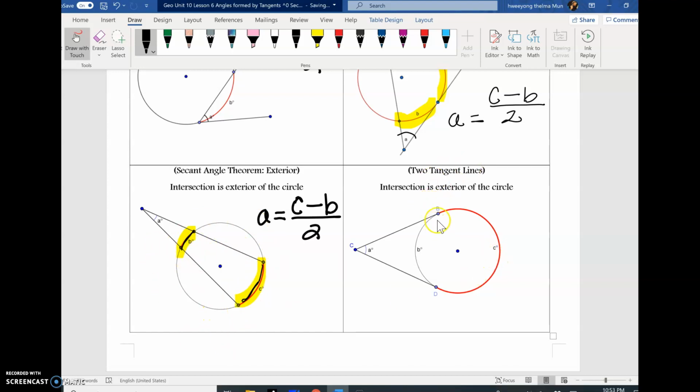Now when you have two tangents, you only have two arcs. Because these are tangent points, you have one arc, and then you have the other. Notice those two arcs add up to 360. That's interesting, because the two tangents make two arcs that add up to 360. Now you're going to do the same thing to figure out angle A. You're going to take the difference. You find the bigger arc, which is C, so C minus arc B divided by 2, and that's how you figure out angle A.